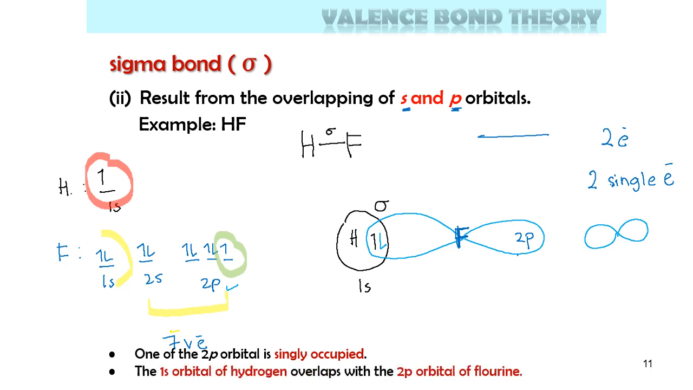Okay, so you can see one of the 2p orbitals has a single electron, and the s orbital here with a single electron will overlap with this single electron.